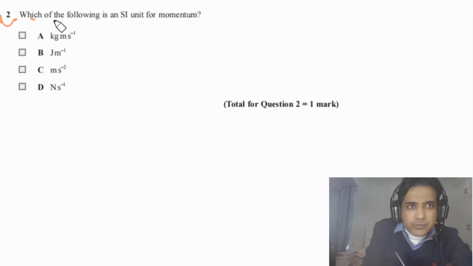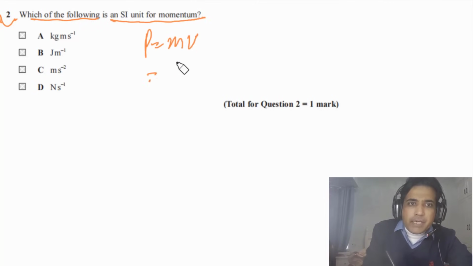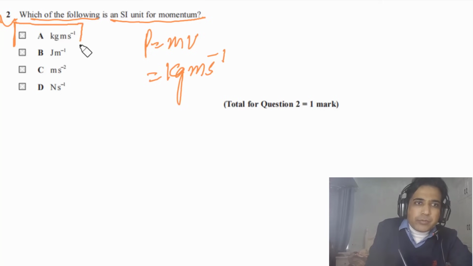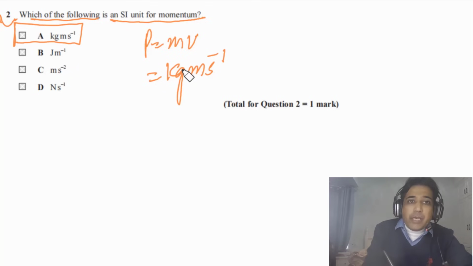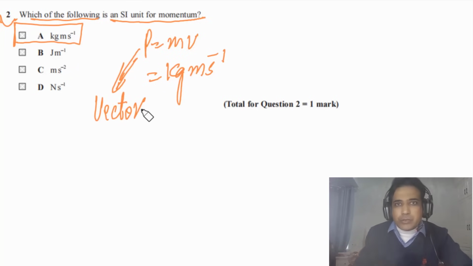The second question says which of the following is an SI unit for momentum? Simply, we need to understand momentum p is equal to mv. The SI unit of mass is kg and the SI unit of velocity is meter per second. So the answer for this question is A. You also need to understand that momentum is a vector quantity.